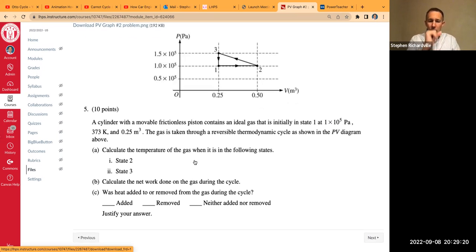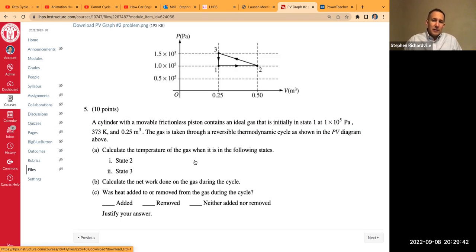Cool. I know that the net work done had to have been positive because from 2 to 3, I'm moving from right to left. The higher bar is moving from right to left, meaning positive work done. That greater area is going to be positive. The net work is simply the area in the triangle.